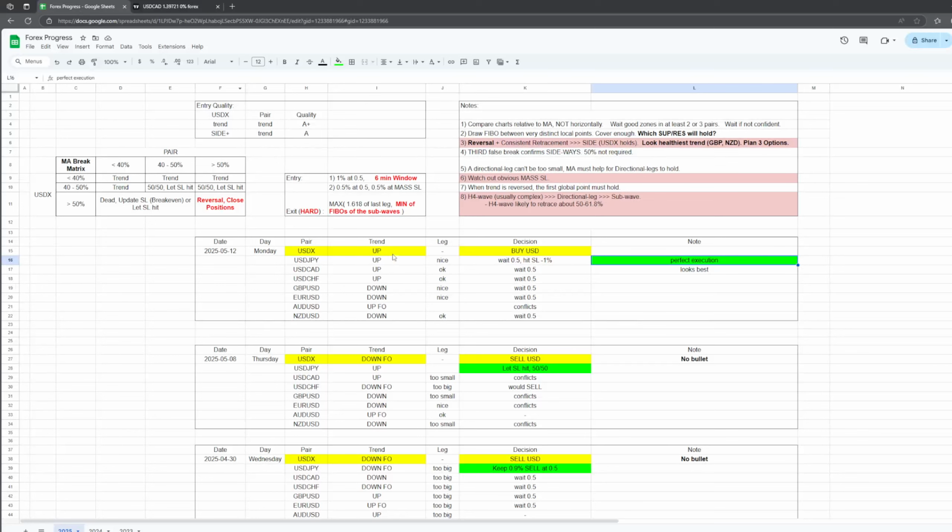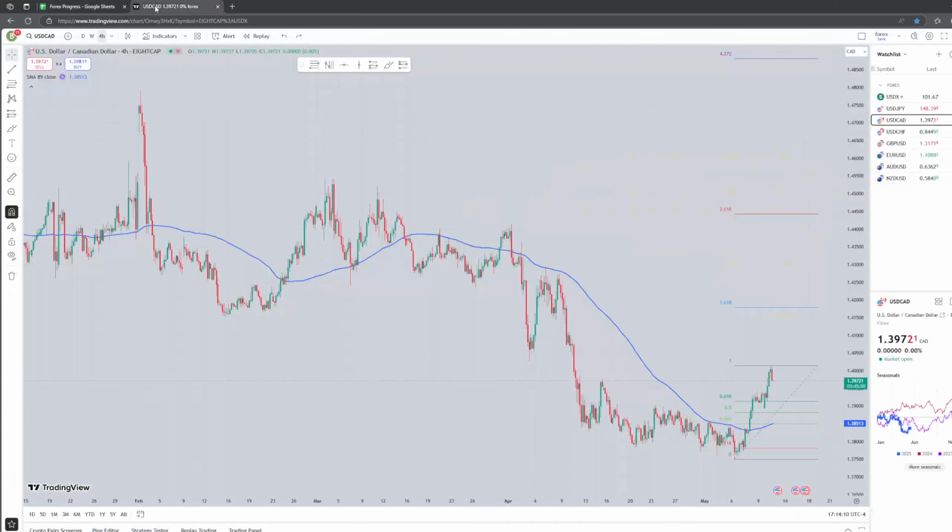So let's write it down. USD Canada dollar trend is up, leg size is nice, perfect, and our decision is to wait for at least a 50% retracement.